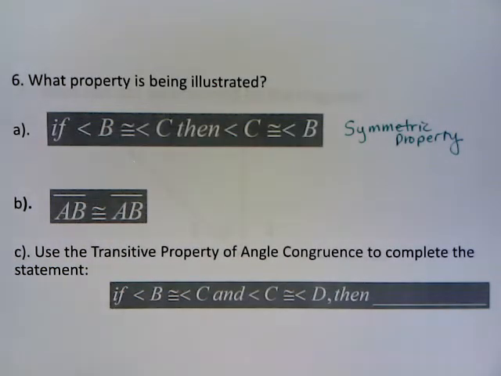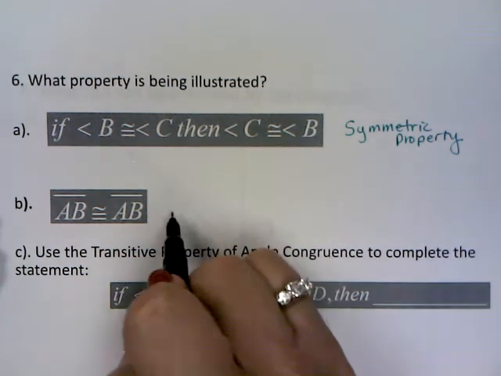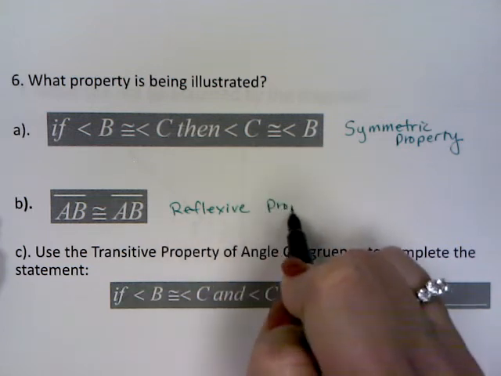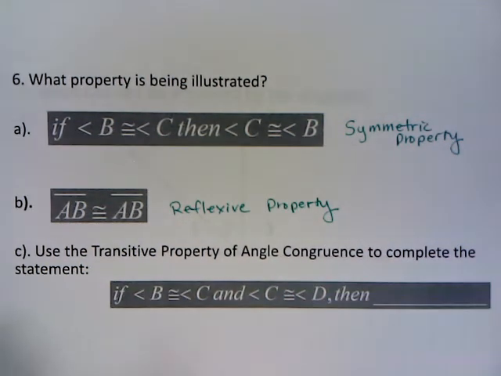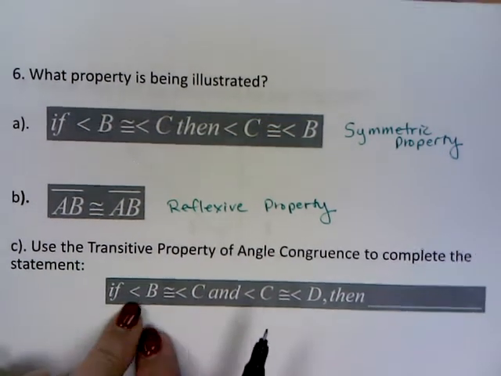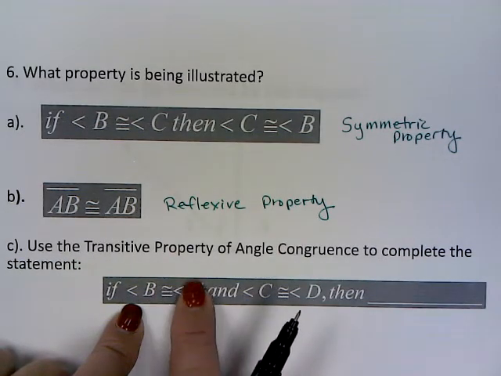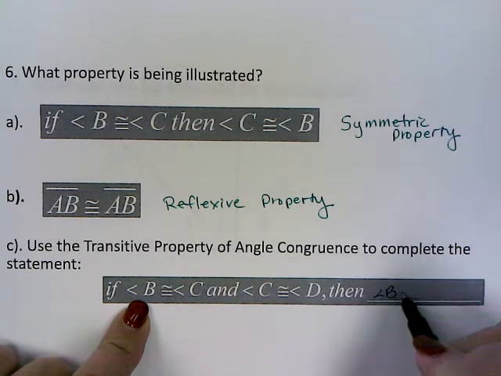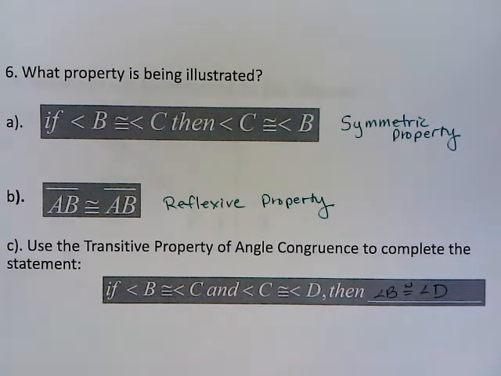All right, my next property. AB is congruent to AB. What property is like a mirror and I'm looking at exactly what I see? Correct, the reflexive property. And it says use the transitive property of congruence to complete the statement. So this is like our friends again. If angle B is congruent to angle C and angle C is congruent to angle D, then angle B is congruent to angle D. It draws the two together to become friends.